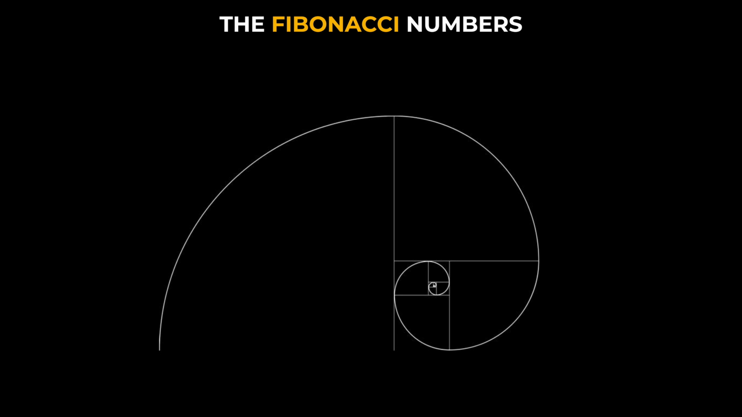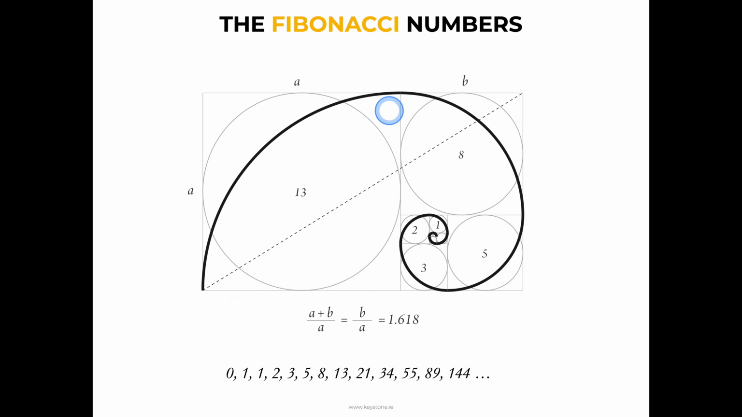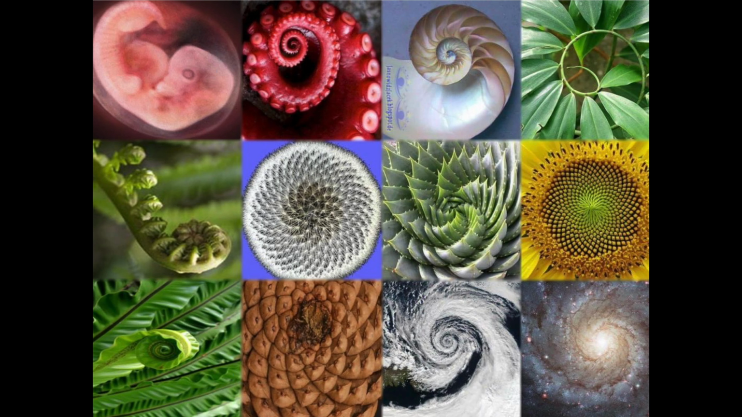Now, probably the most famous number sequence of all is the Fibonacci numbers. The Fibonacci numbers form this beautiful spiral that we find all throughout nature. The Fibonacci numbers are found by adding the current number to the previous one. So it starts with 0 and 1. 0 plus 1 is 1. 1 plus 1 is 2, 2 plus 1 is 3, 3 plus 2 is 5, 5 plus 3 is 8, 8 plus 5 is 13, 13 plus 8 is 21, etc. These famous numbers are found all throughout nature.